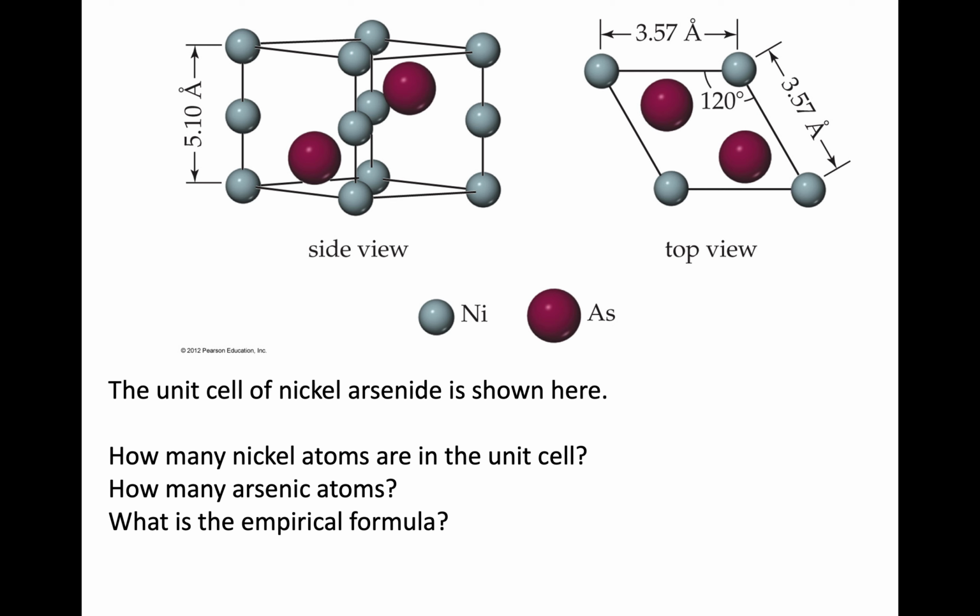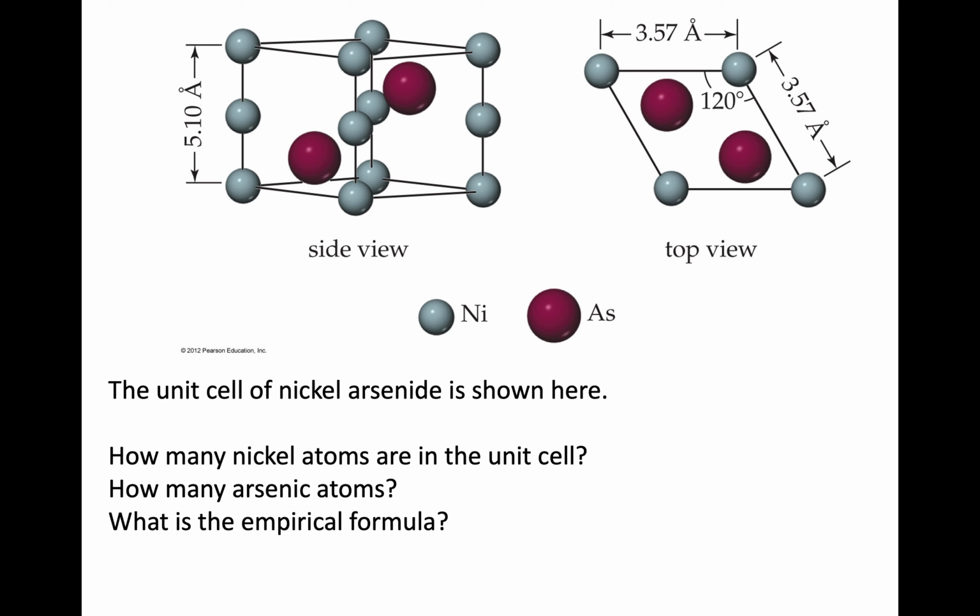Now let's practice visualizing and working through some of these unit cells. So here's two different representations of the same unit cell. Sometimes having two different representations helps because you get a little different perspective to see what's going on. So first task for you here, try to determine how many nickel atoms are in the unit cell, how many arsenic atoms, and what would be the empirical formula.